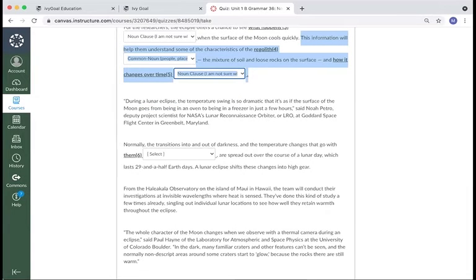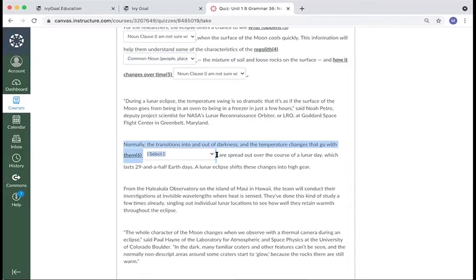Okay. Alina, can you please read this one and answer? Normally, the transitions into and out of darkness and the temperature change that go with them. Okay, so them is standing in the place for something else. Yes, very good. A pronoun stands in place for something else. Very good.